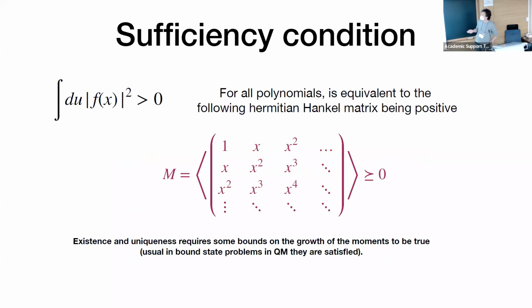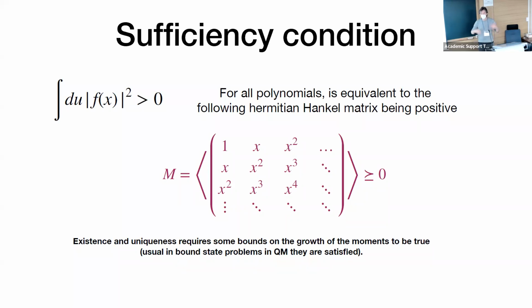Okay, now the sufficiency condition for the problem on the infinite real line is that the following matrix M, which is built out of the expectation values of the moments, 1, x, x squared, with this kind of diagonal structure, where the anti-diagonals have the same expectation value in all of them, has a name, it's called the Hankel matrix.